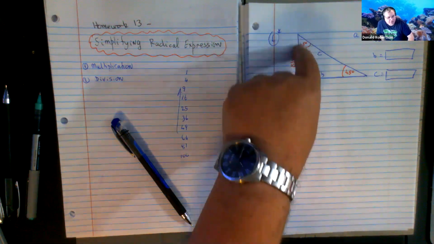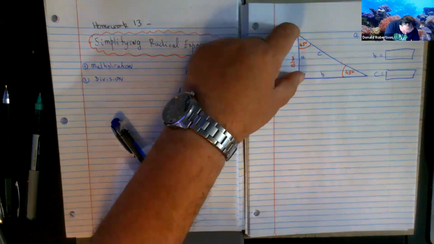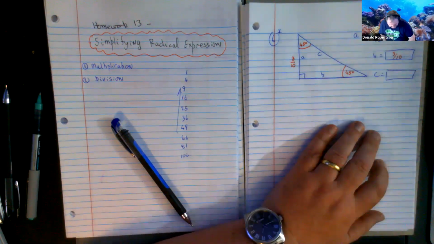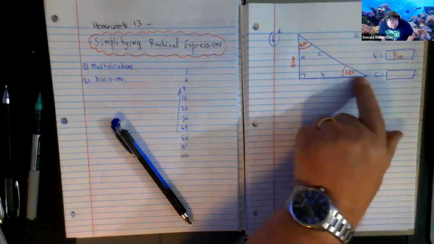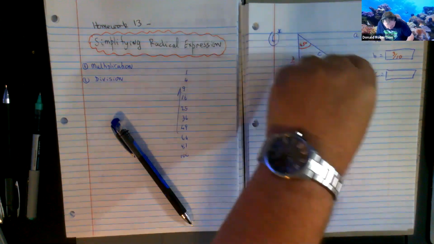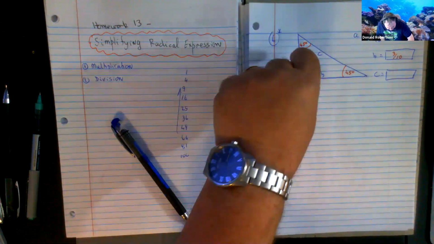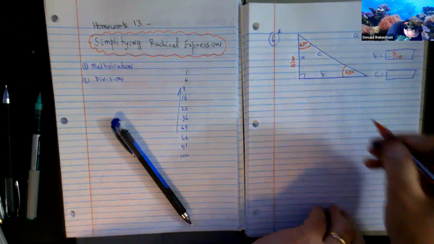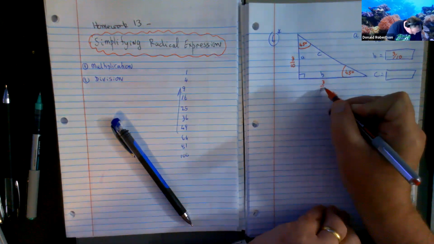Right? So if this is 3/10, so will this be. So if you get a right angle triangle and the two angles are both 45, which they'll have to be, then A and B will be the same number. Now that means I now know this guy is 3/10.